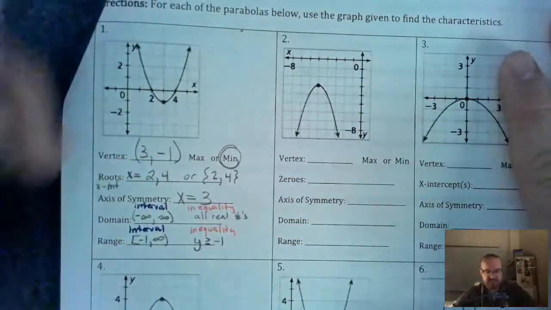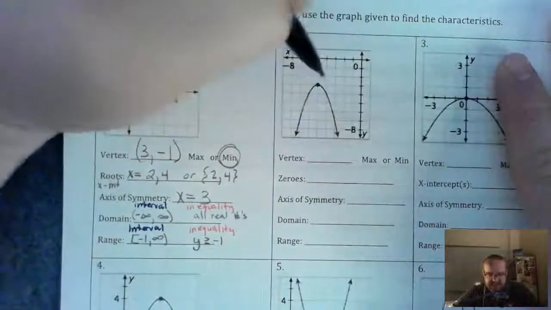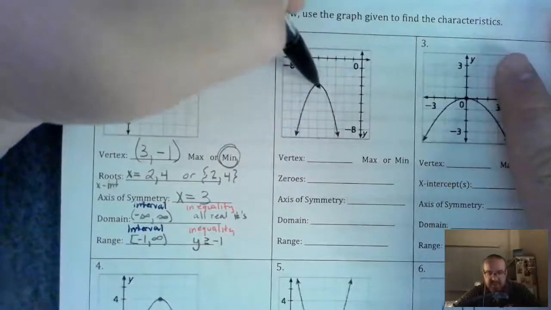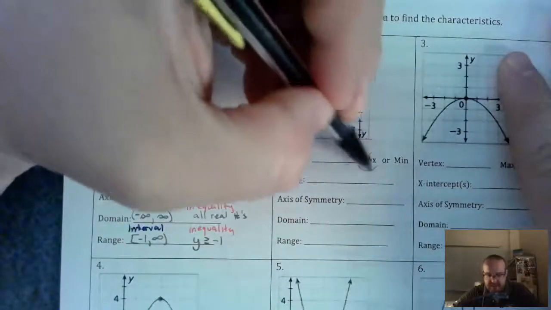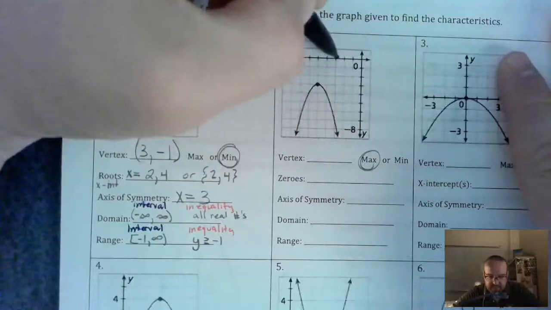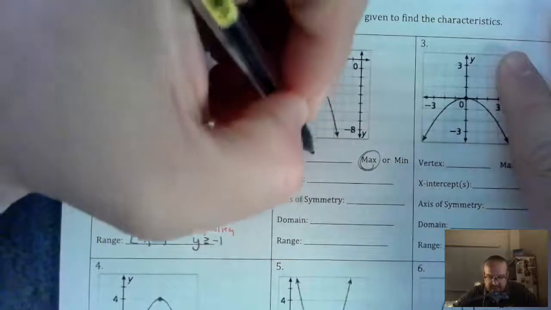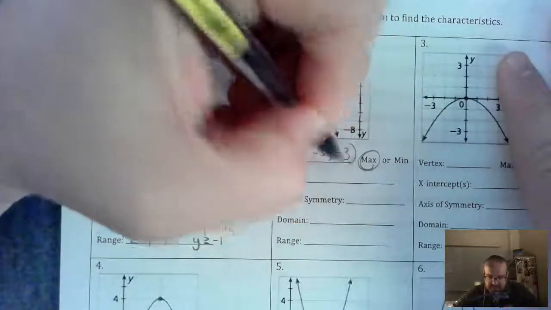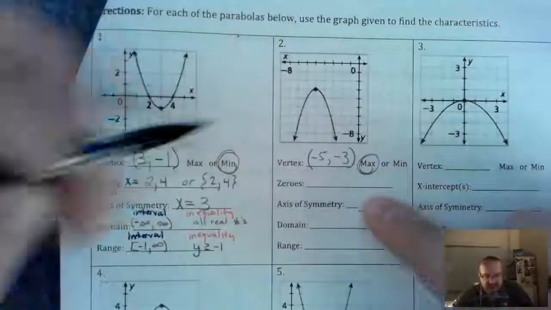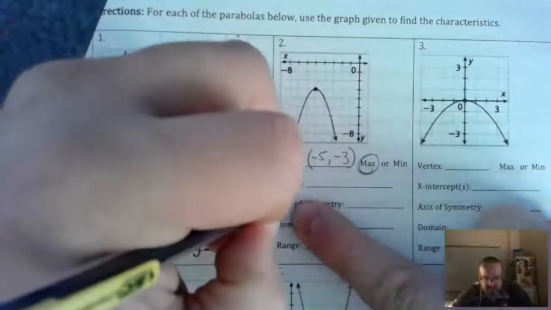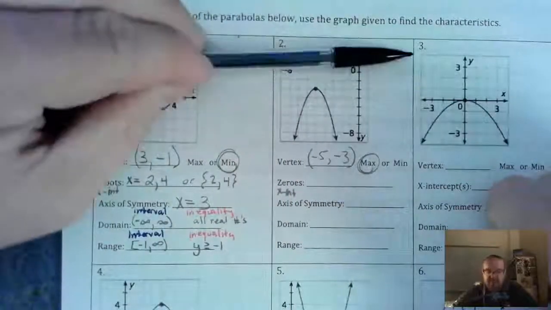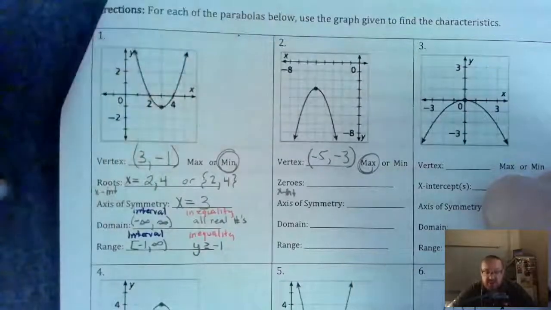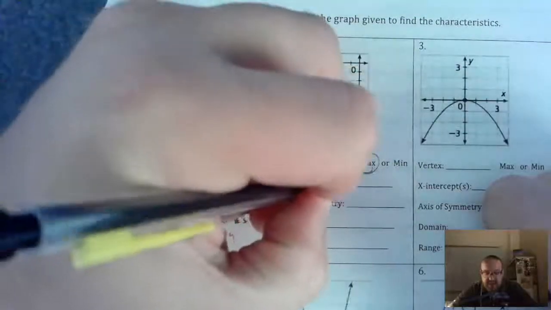Number 2, we have a vertex here. The vertex is either the highest or the lowest point. It looks like here, because it's upside down, it's a maximum. And that vertex is at negative 5, negative 3. My zeros, my x-intercepts: where does this parabola cross the x-axis? There are none, right? Sometimes it doesn't happen at all.